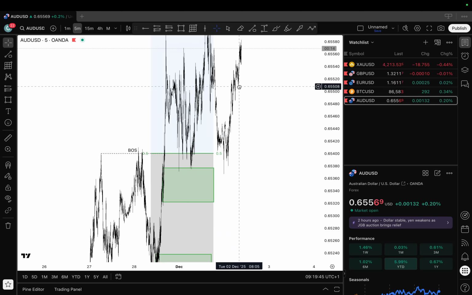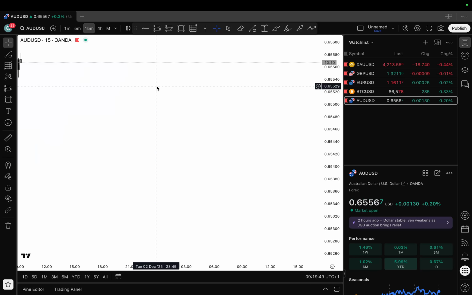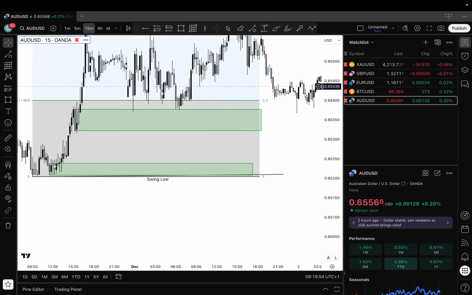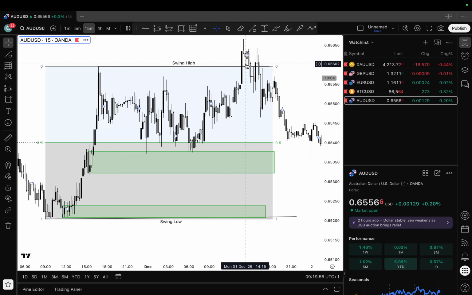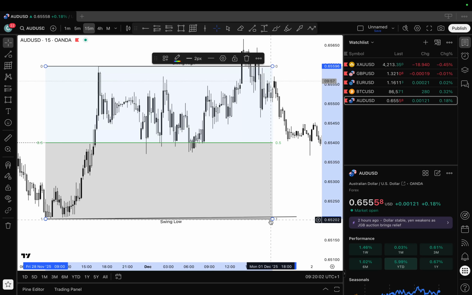Oh, this will actually be good as well. I'll show you how I would mark the stuff up in real time. Reset chart. Okay, so look at this here. I'll delete all of this and show you how I would actually mark this up.